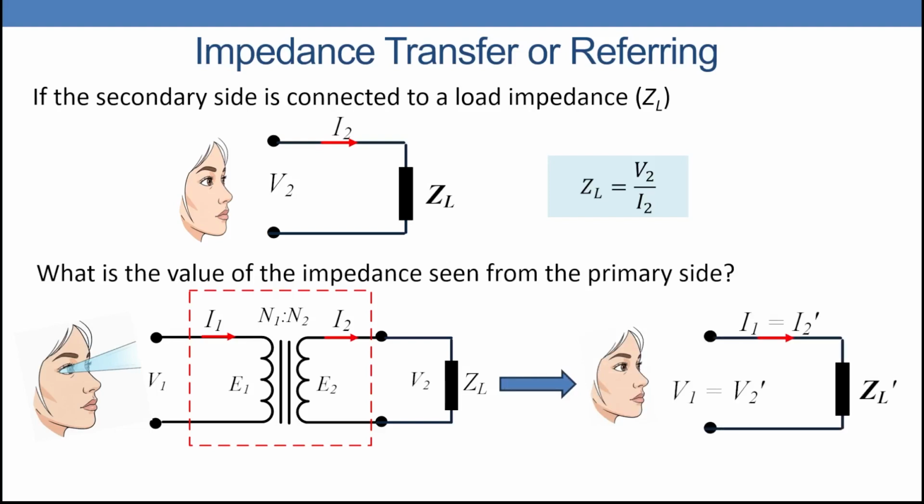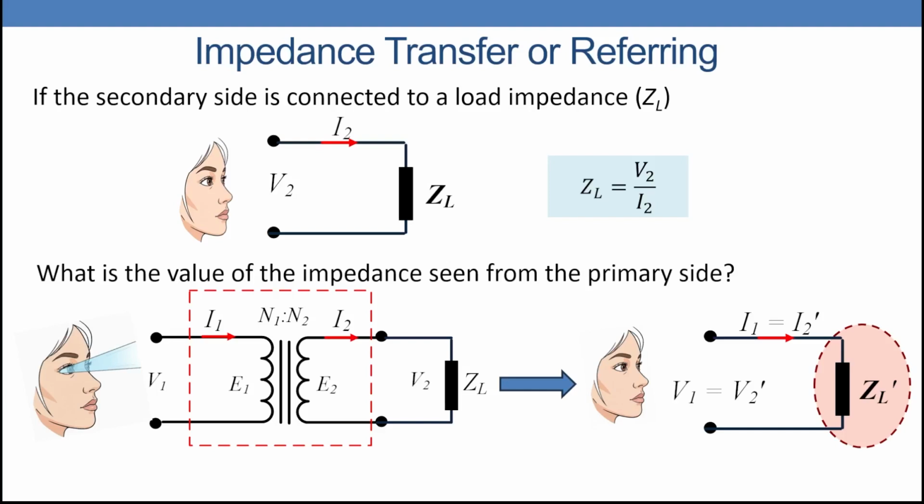We call it Z load dash. Dash here means that we transfer this impedance to another side. So definitely this impedance has a relation with the primary voltage V1 and the primary current I1, or the transferred values of the secondary voltage V2 and the secondary current I2. We call them V2 dash and I2 dash. What is the relation between Z load dash and Z load, and V1 and I1 or V2 dash and I2 dash? We don't know yet. We are going to do the analysis.